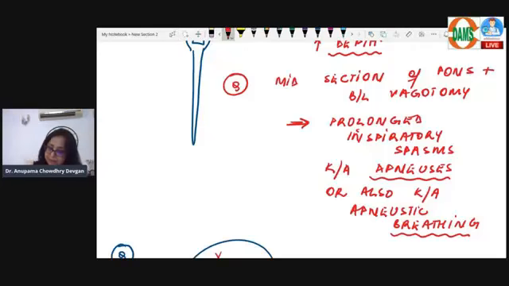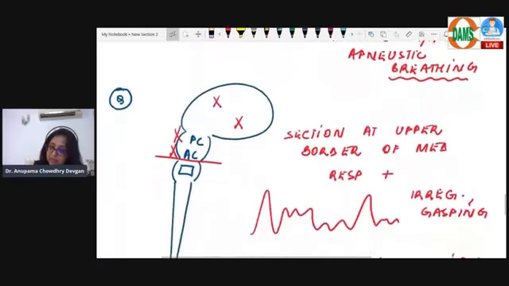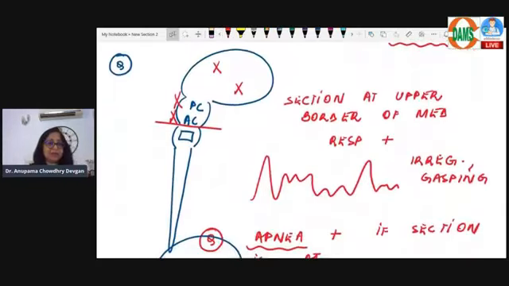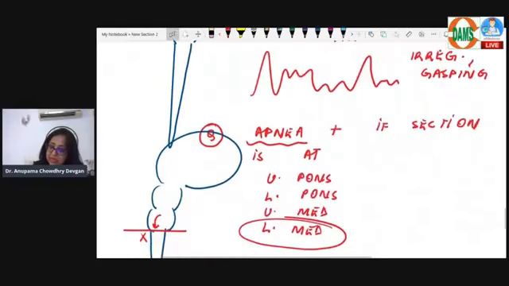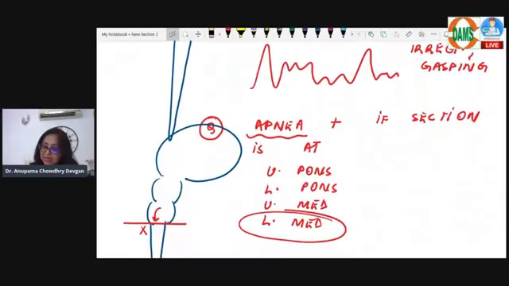Then if I do a section at the upper border of the medulla, what's the type of respiration? It is erratic, irregular, gasping, right? If I do a section at the lower border of the medulla, there is complete cessation of respiration.